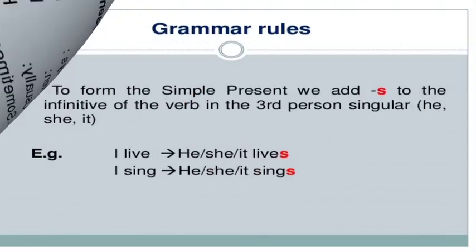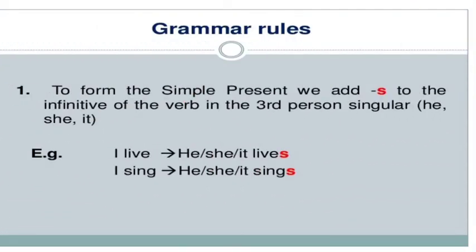Now, what is the formula, what are the grammar rules to use simple present tense? So the grammar rules are like this. Number 1, to form the simple present tense, we add s to the infinitive of the verb, or you can say the root form of the verb, for third person singular. So in general words, for a singular subject, we use s after the root form of the verb.